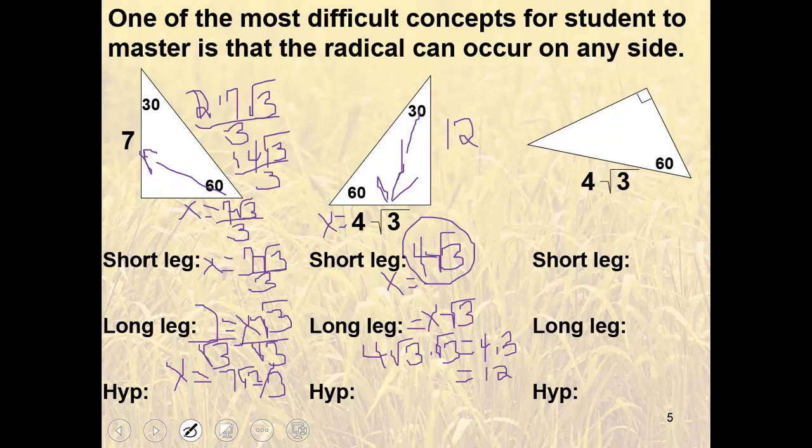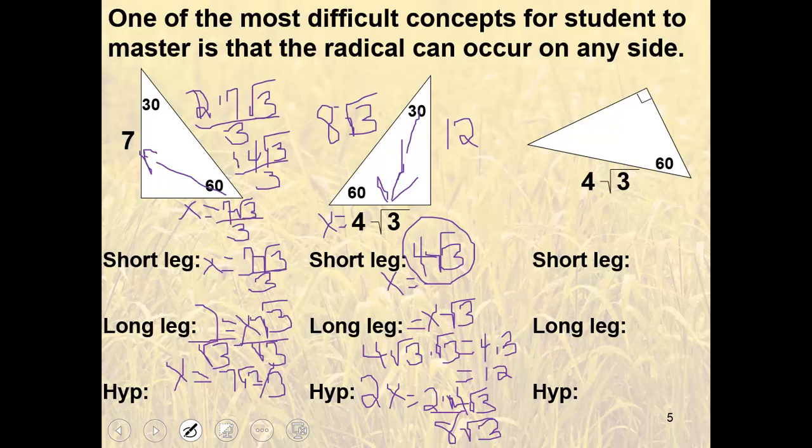How do I find my hypotenuse? I just take my short leg and I multiply it by 2. My short leg is equal to 2 times 4 square roots of 3. What's 2 times 4? 8. 8 square roots of 3. So here is my hypotenuse, 8 square roots of 3.